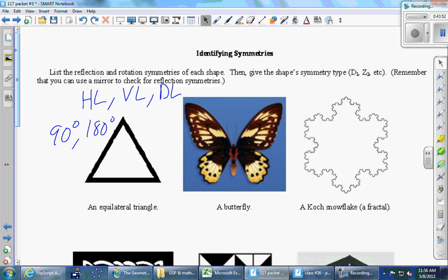Okay, so 3 things you're doing for each. You're going to draw the lines of symmetry. You're going to write the angles of symmetry. You're going to classify the object with a D or a Z and a number. Okay, those are the directions for most of these. Check in with your neighbors and I'll walk around.